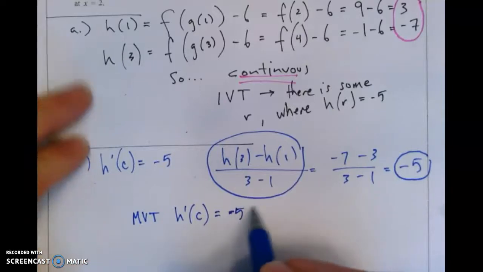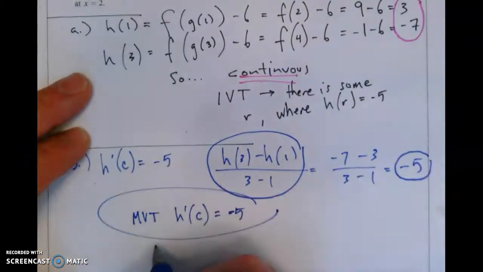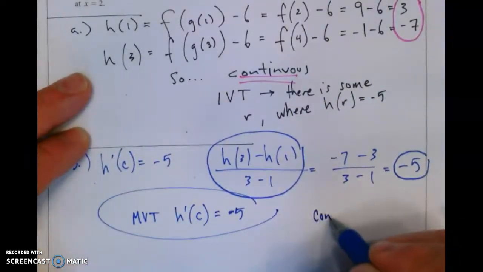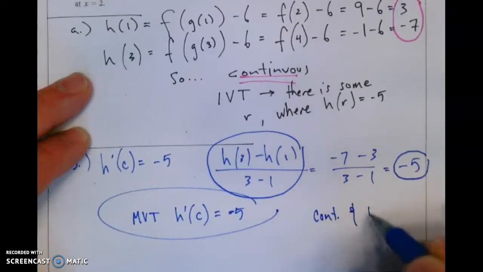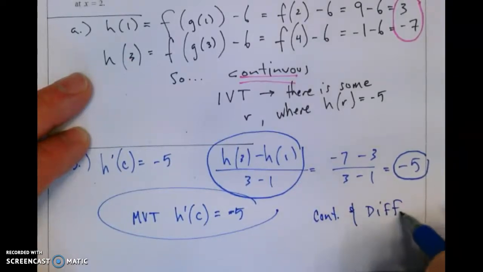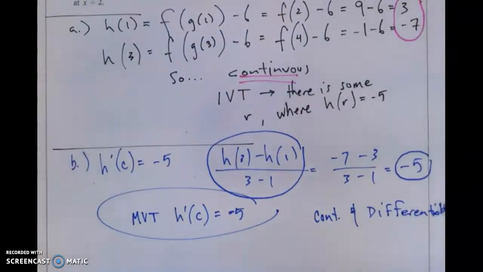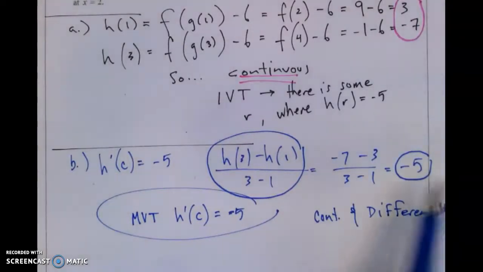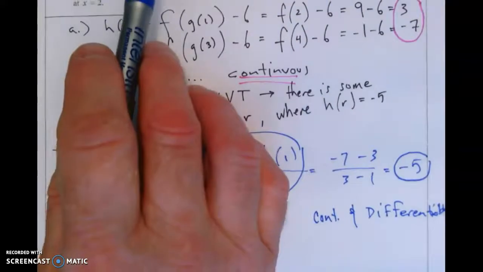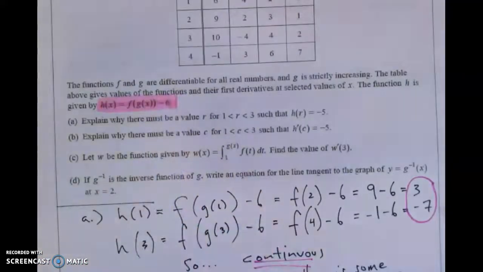Now, the only way we can apply this is if the function is continuous and differentiable. It needs to be differentiable. It can't be a situation where it's not differentiable, because then we can have a sharp corner. So in this case, it's continuous and differentiable. We mentioned that at the very beginning. It's differentiable, therefore the mean value theorem applies.